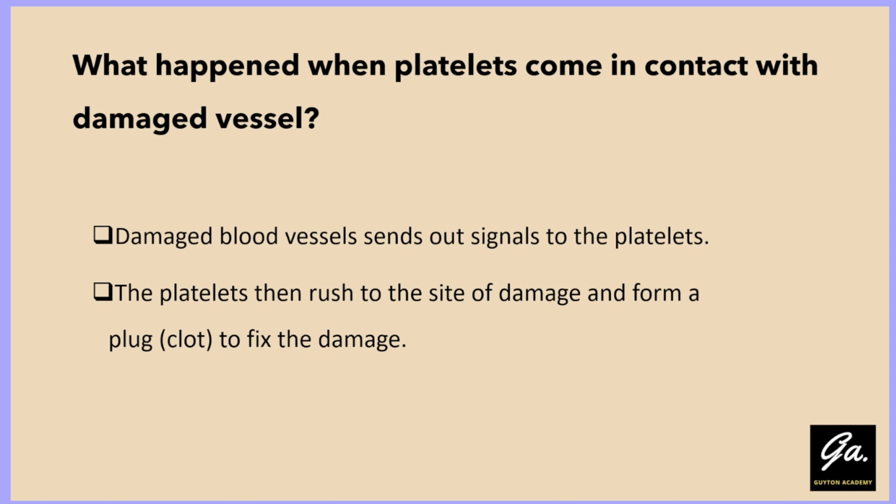What happens when platelets come in contact with a damaged vessel? Damaged blood vessels send out signals to the platelets. Then platelets rush towards the site of damage and activate a lot of clotting factors in the blood, ultimately forming a plug or a temporary clot to fix the damage. But this is not the clot, this is the plug basically. That is the aggregation of platelets at the site of the damaged area to stop the bleeding.